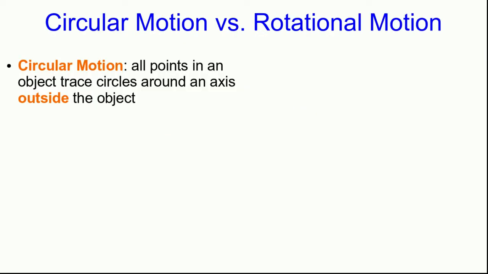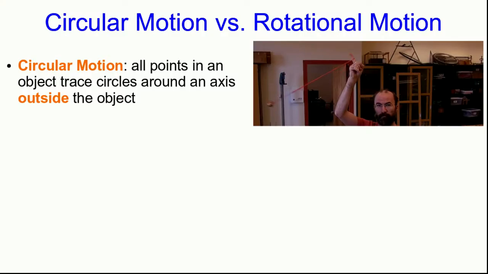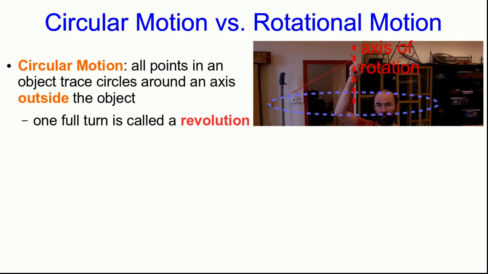situation. Let's start off by establishing some terminology and also by distinguishing circular motion, which is what we're going to study, from rotational motion, which we're not going to study. So here's an example. I'm whirling a ball around my head on the end of a string, and this is an example of circular motion. In circular motion, all points in the object are tracing circles around an axis, and that axis is outside of the object. And one full turn of the object around the circle is called a revolution.